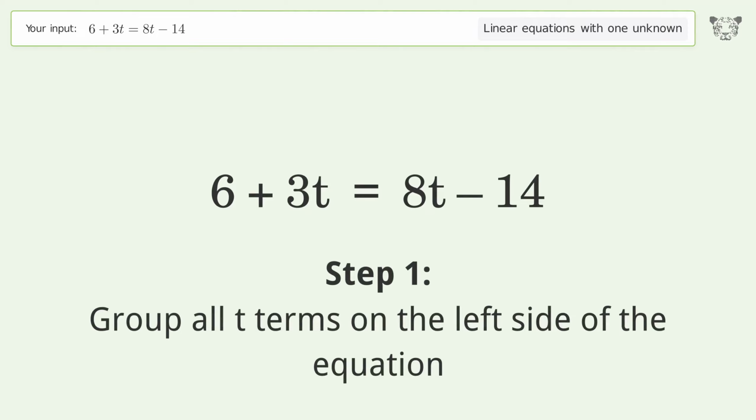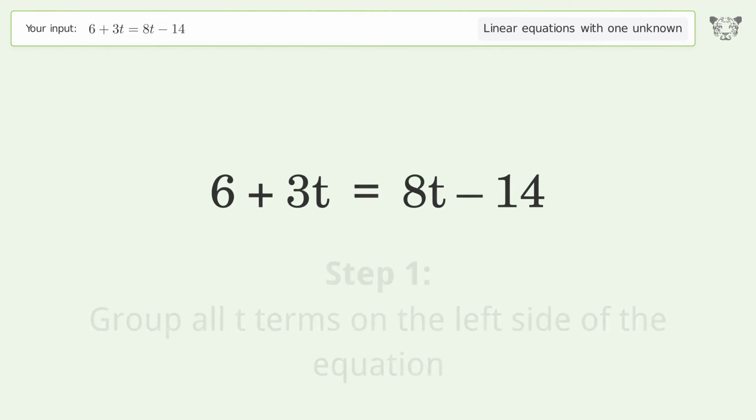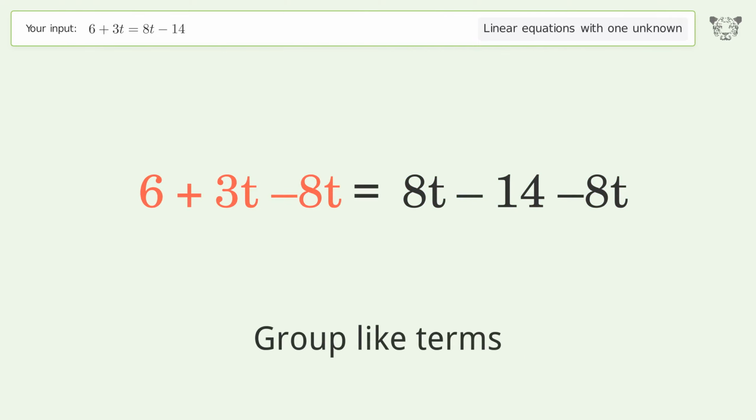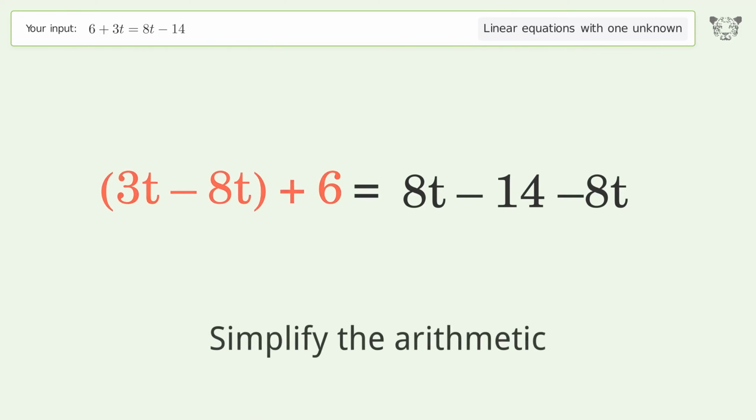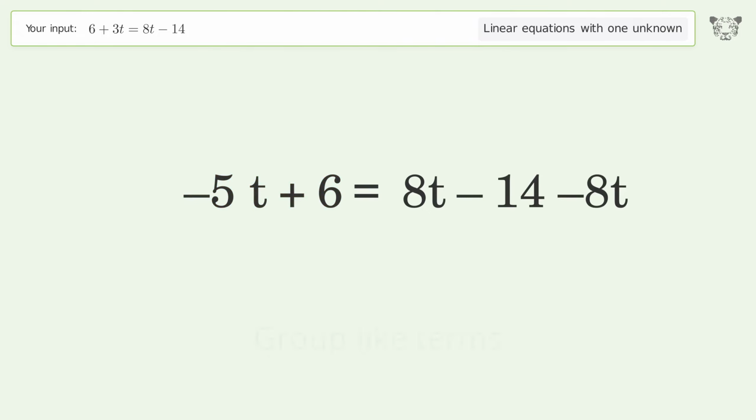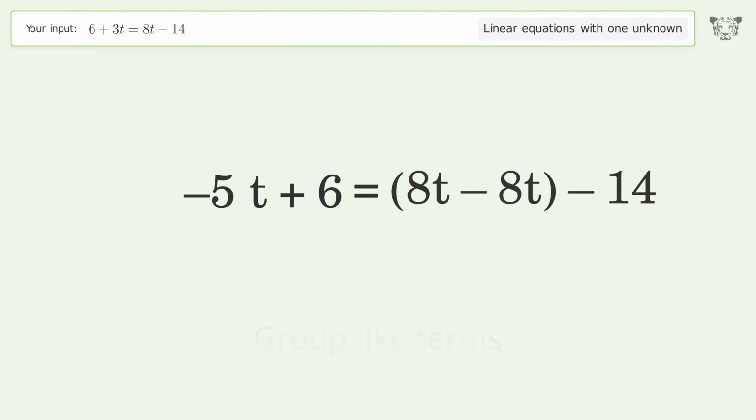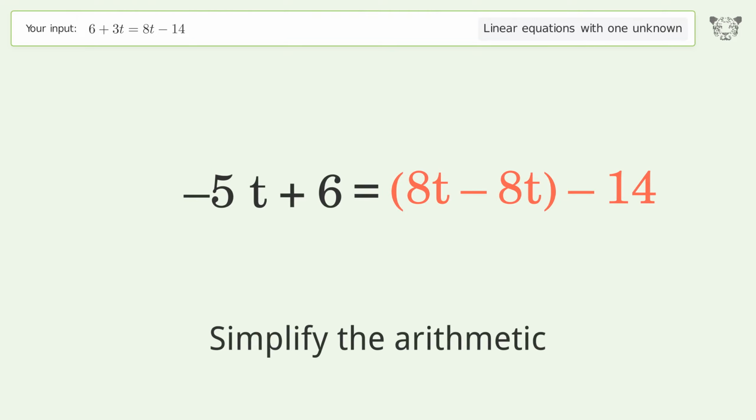Group all t terms on the left side of the equation. Subtract 8t from both sides. Group like terms. Simplify the arithmetic. Group like terms. Simplify the arithmetic.